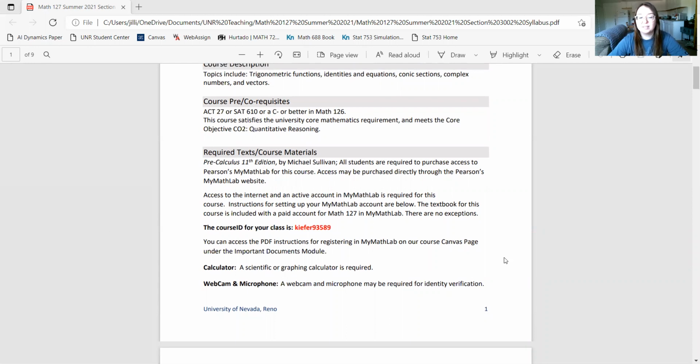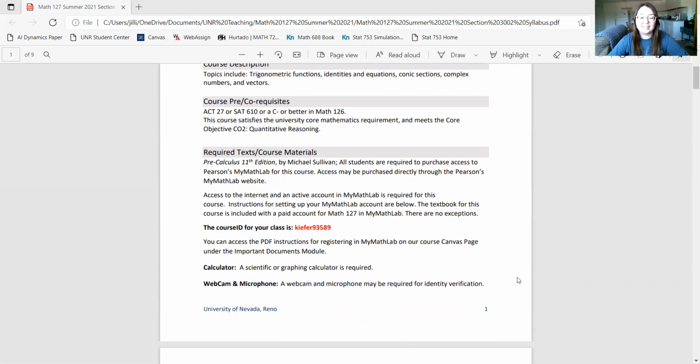It's written by Michael Sullivan. So you have to register in Pearson's My Math Lab to be able to complete all of the homework assignments, quizzes, tests, and final exam. This is also how you're going to be able to actually access the book. There's no need to buy a hardcover copy of the book, but if you do want a hard copy, by all means, you can go ahead and buy one.